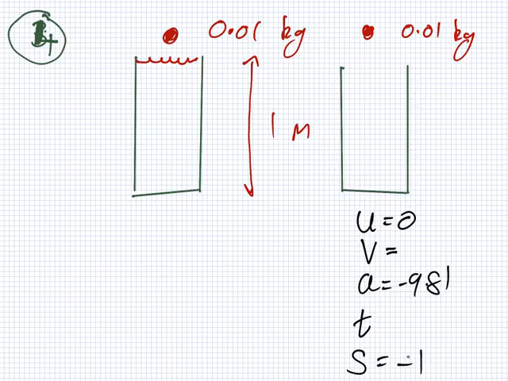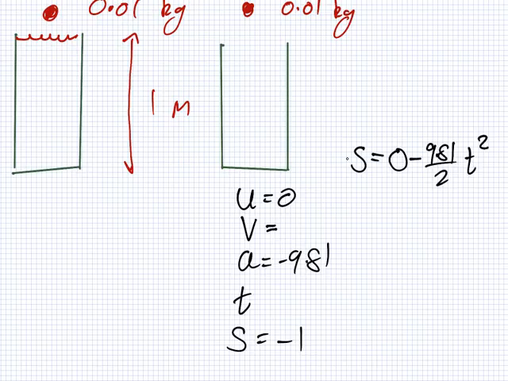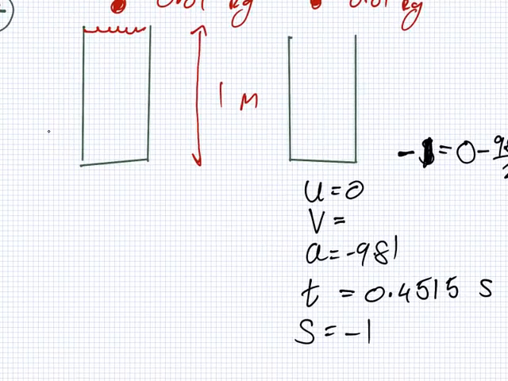So what will we use here? s equals ut plus half a t squared. With u equal to 0, s equals half a t squared. And s, sorry, is minus 1. So we can easily solve that: the square root of minus 1 times minus 2 divided by 9.81. It's a small number, as it should be. t equals 0.4515 seconds.